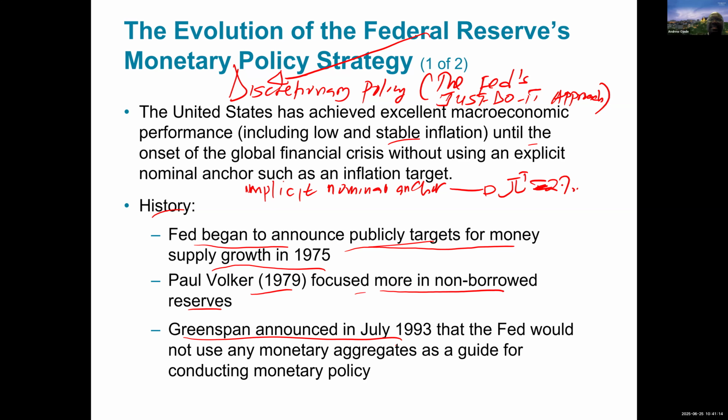In July 1993, when Alan Greenspan was chair of the Fed, he announced that the Fed would not use any monetary aggregates such as non-borrowed reserves or money supply. The Fed would start targeting interest rates. So from 1993 to today, the Fed sets a target on this interest rate called the federal funds rate, which I talked about in chapter 15 as well.